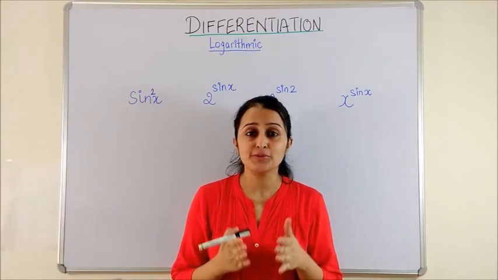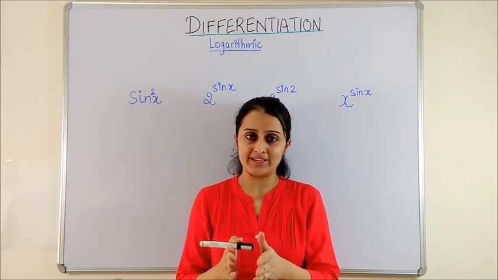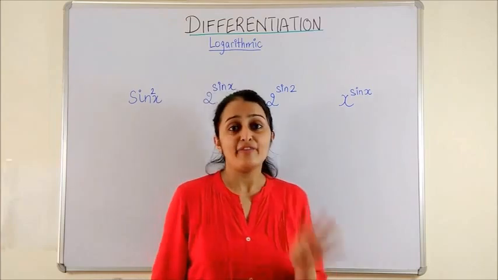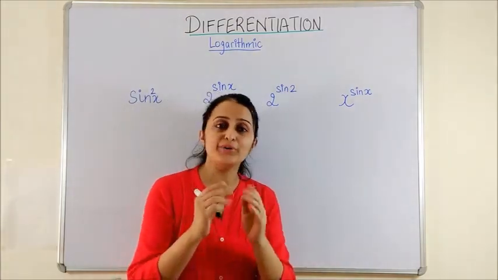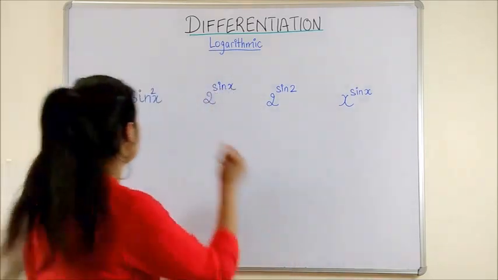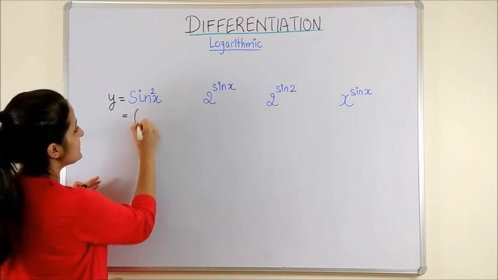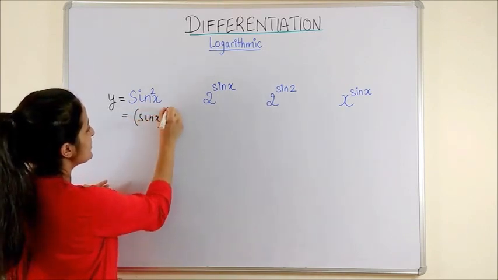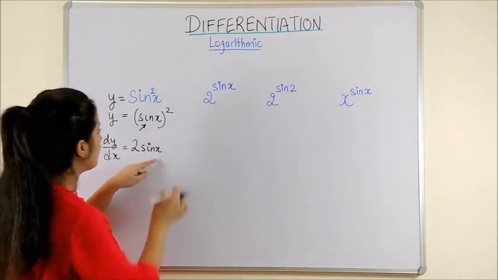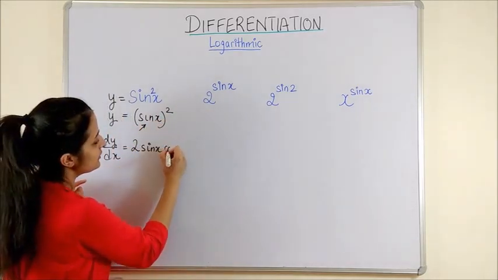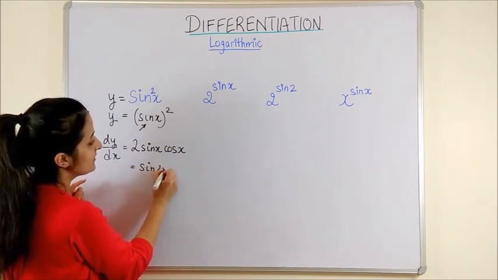It's important to know why we are doing something before how we are doing it. So, I have 4 different situations in front of you. Let's see how you differentiate each of them. Coming to the very first one, sine square x is the same as saying sine x whole square. By applying your chain rule, you get 2 sine x, and when you differentiate sine, you further get cos x. That means sine 2x is the answer.